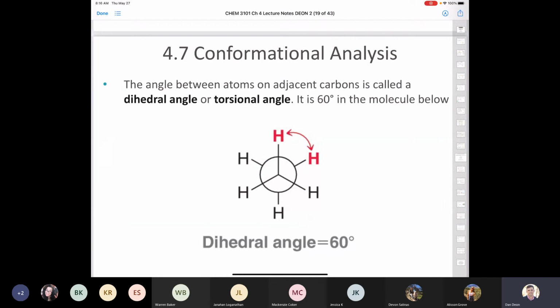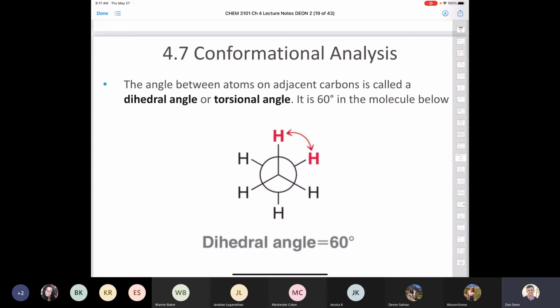Okay, Chemistry 3101. Last class we finished up section 4.6, which brings us, of course, to section 4.7, which deals with conformational analysis. Something you're going to see me do in this video is switch back and forth between my slides and my camera. So just be patient, because it takes a couple of seconds to switch.